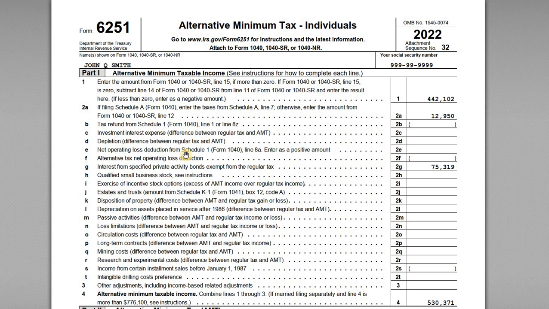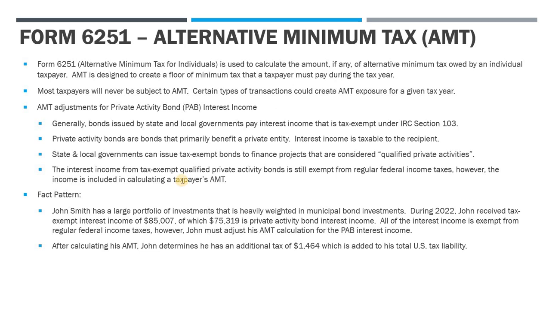So I've got a sample 6251 here, which is part of a larger return. So we'll look at all the relevant forms and schedules that are necessary. And then I do have one slide here covering some background on AMT and the private activity bond issue.